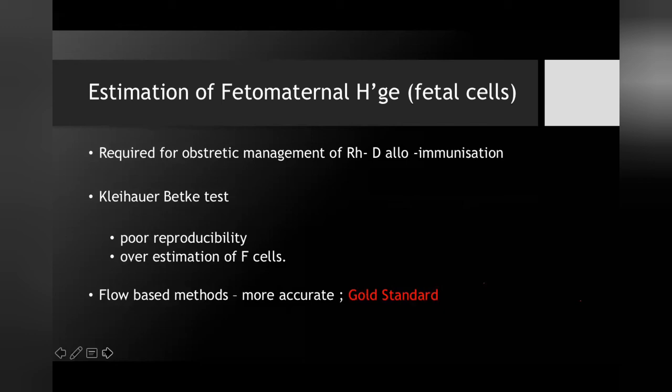Feto-maternal hemorrhage is estimated in many situations, especially for obstetric management of Rh alloimmunization cases. Traditionally we were using the Kleihauer-Betke test, in which we stain the hemoglobin F cells. Now this Kleihauer-Betke test is again a very subjective test. It has poor reproducibility, and generally we overestimate the number of F cells. Flow-based techniques are more accurate, and are now called the gold standard for the estimation of feto-maternal hemorrhage.